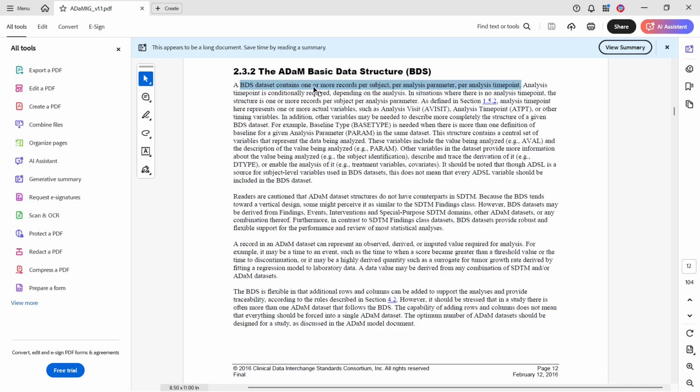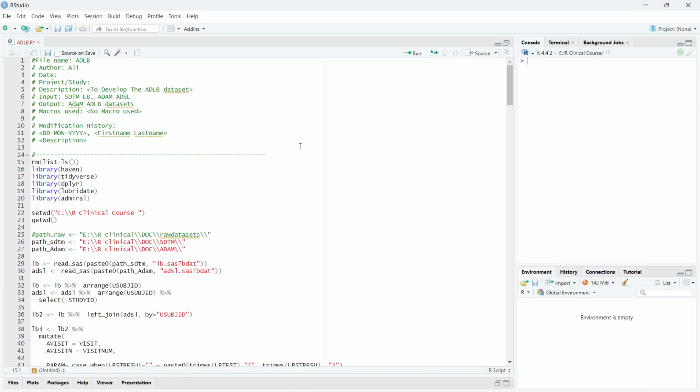Hi, welcome back. In another video, we're going to talk about ADLB, laboratory data. This laboratory data follows the BDS data structure, which you can check in the ADaM implementation guideline. BDS is the basic data structure. The dataset contains one or more records per subject, per analysis parameter, per analysis time point. So for each individual subject, we'll have multiple records by parameter or by time point, and this comes under the basic data structure. This is related to the laboratory data. It will have a similar header part. We'll be considering the source as SDTM laboratory data as well as ADaM ADSL data for the treatment and some demographic information. We're not using any macros in this program.